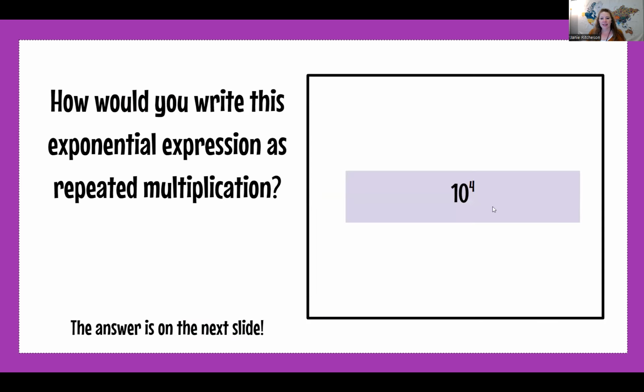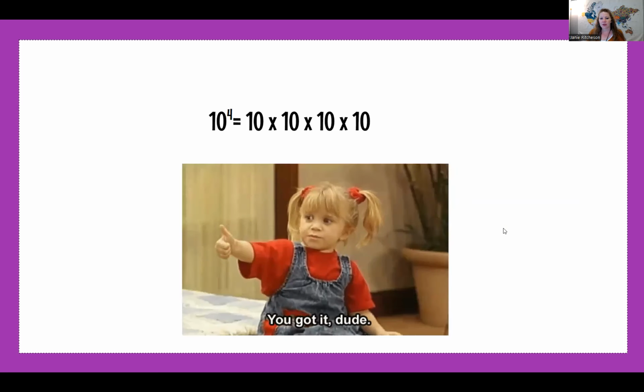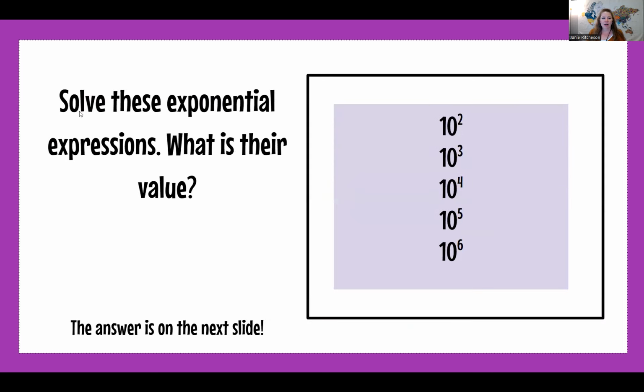How would you write this exponential expression as repeated multiplication? Did we already have that one? We did. This is a repeat, so I bet you already got it right. All right, what about these? It says solve these exponential expressions. What is their value? If you multiplied 10 by 10, what would you get? What if you multiplied 10 together 3 times? What's 10 times 10 times 10? So on and so forth.